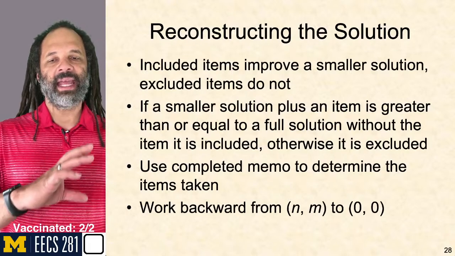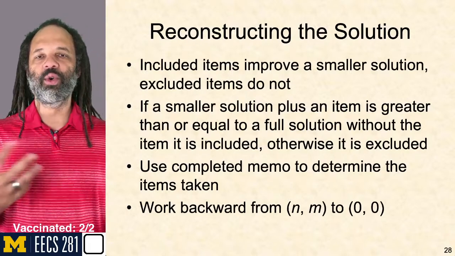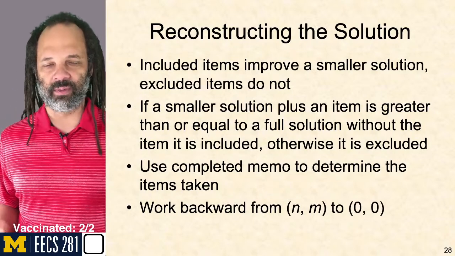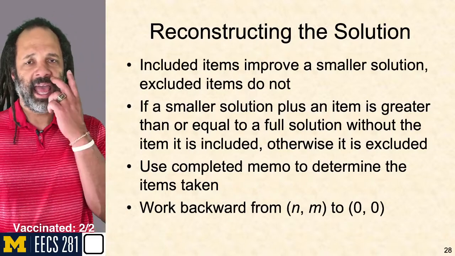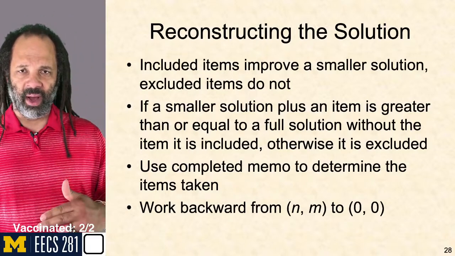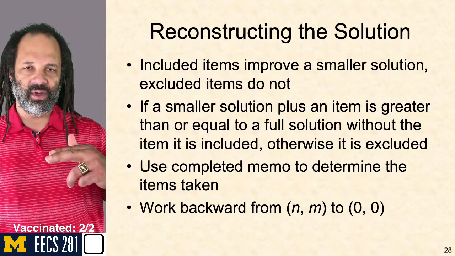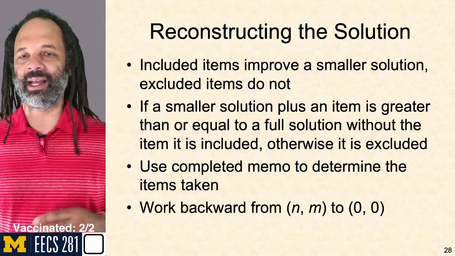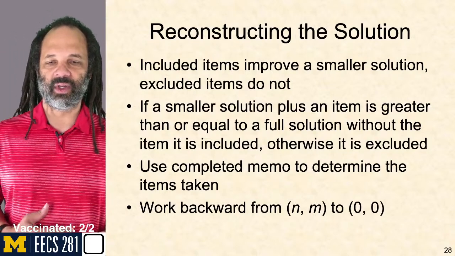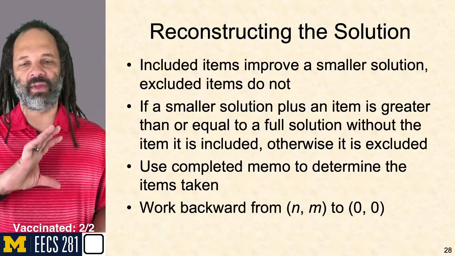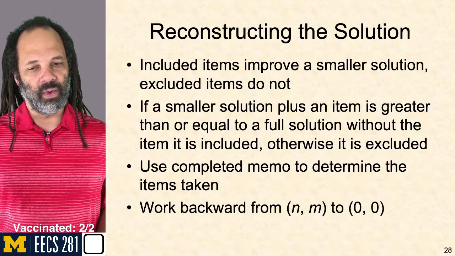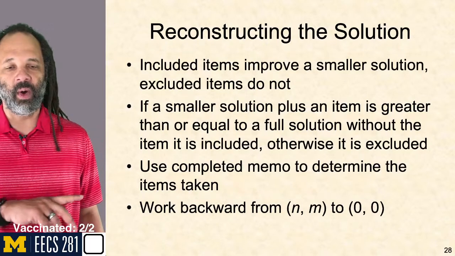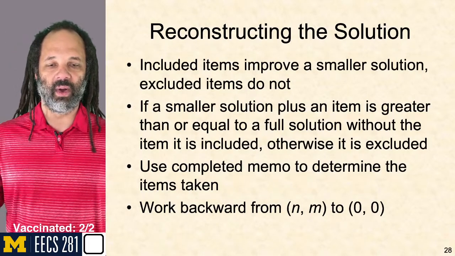So it looks like any item that we included will improve a smaller solution. Anything that gets excluded does not improve a smaller solution. And what that translates to directly is, as I move down my rows in the memo, if the value directly above this cell hasn't changed, then the item didn't get included at that size. So if a smaller solution plus an item is greater than or equal to the full solution without the item, it is included, otherwise we exclude it. We can take this completed memo and work backwards from n, m to 0 and get there.